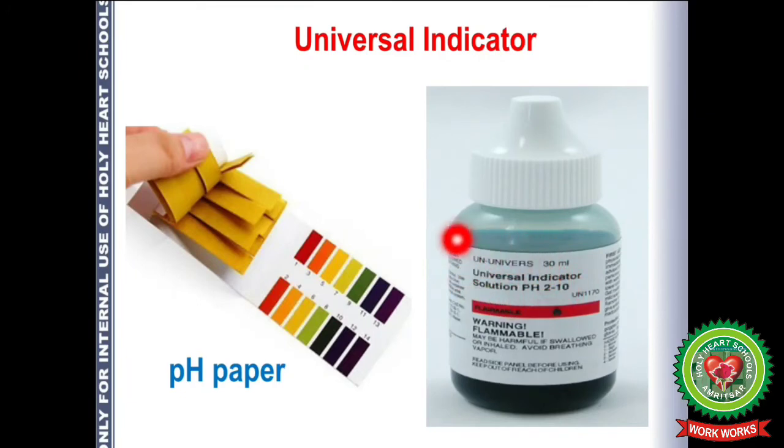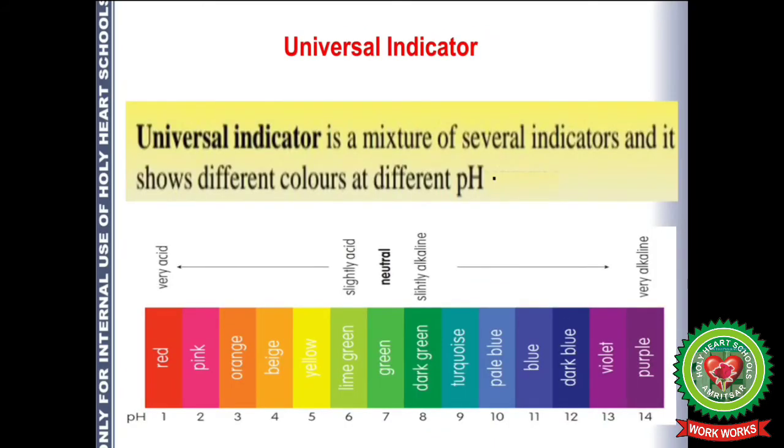This particular indicator is added to a filter paper and dried, and then we get pH paper. With that, different strips of colors are also given so that we can match the color and find out what the pH of our solution is. So what is universal indicator?